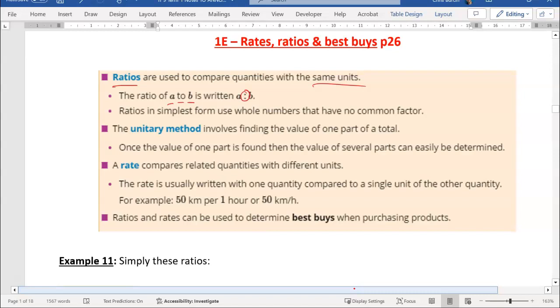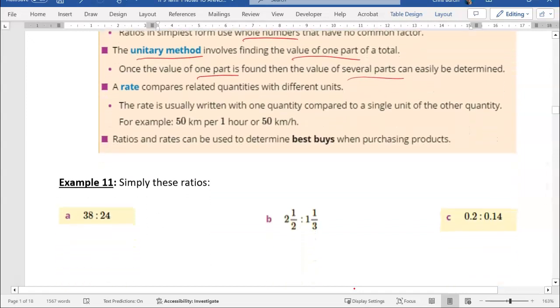Ratios in simplest form use whole numbers that have no common factor, so they're simplifying. The unitary method is really useful if you're asked to find the best buy, and you have things with different amounts and different costs, and they're in different quantities. It can be confusing. So finding the value of one part can really help us with both ratios and rates. Once the value of one part is found, then you can find the value of several parts. There are a couple of scenarios there.